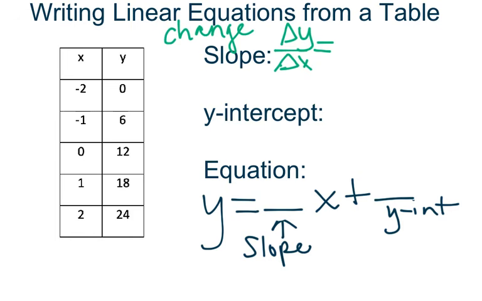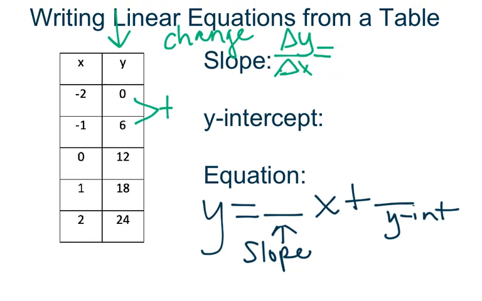On a graph, we can see how much it changed by looking up and down. But if we're looking at our y values right here, all we have to do is figure out how much it changed from 0 to 6. From 0 to 6, it went up, so it increased. That's pretty easy to see, it went up by 6. So our delta y in this case would be 6.